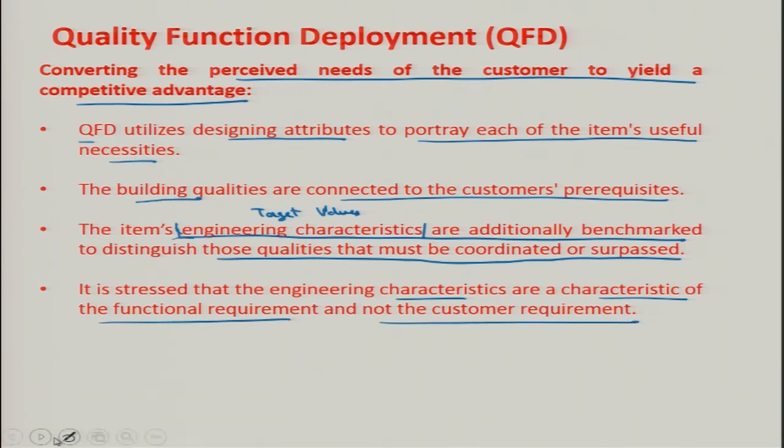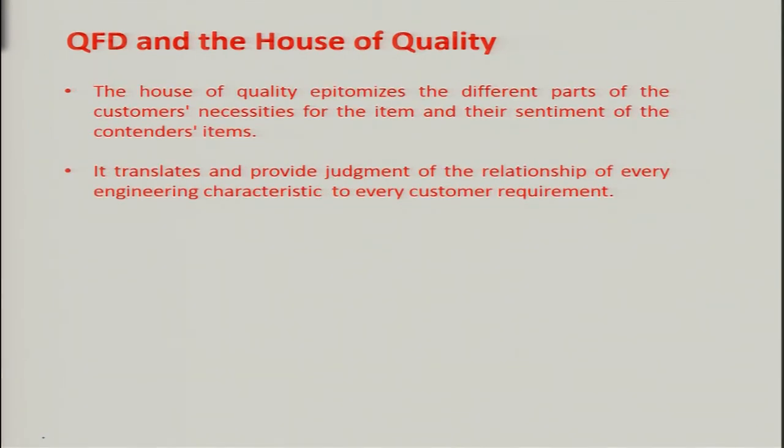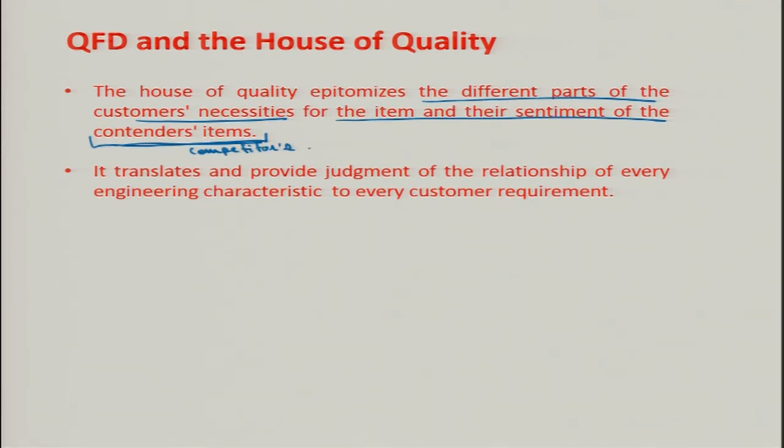I will just show you an example of QFD and we will see how QFD is constructed. I will show you the target values there. The house of quality optimizes the different parts of the customer necessities for the item and their sentiment of the competitor's item. So these are the competitors' products.